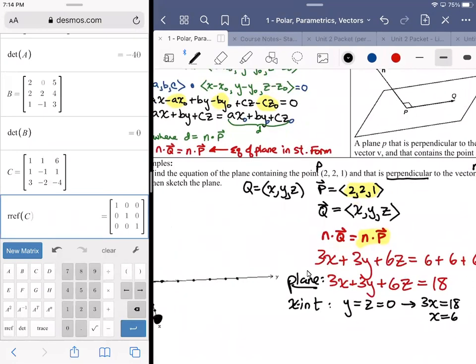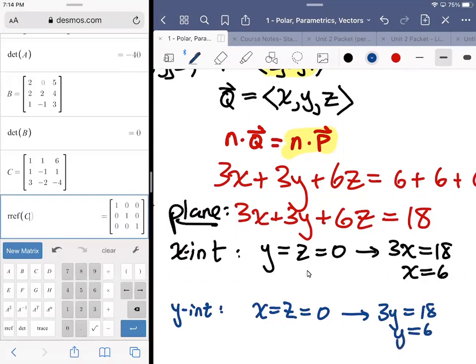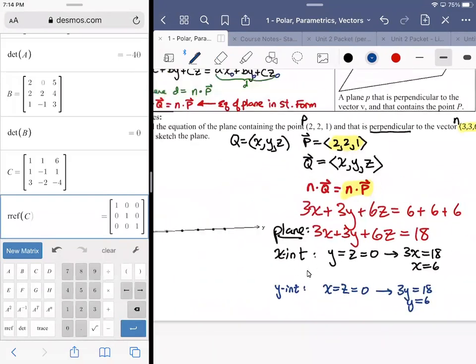Then I would compute the y-intercept, which only occurs when x and y are equal to 0. Oh, no, I'm sorry, x and z are equal to 0. So 3y is equal to 18, which gives us y equals 6. So 6 units along the y-axis.